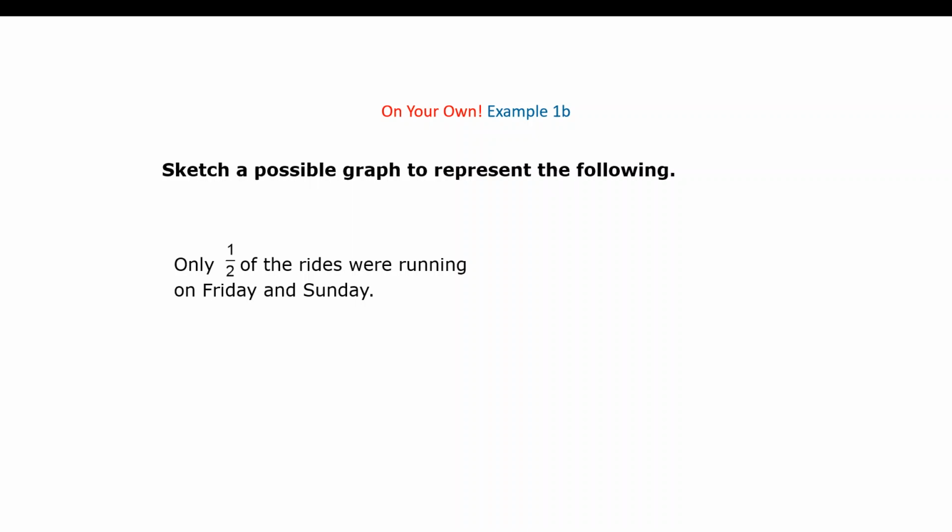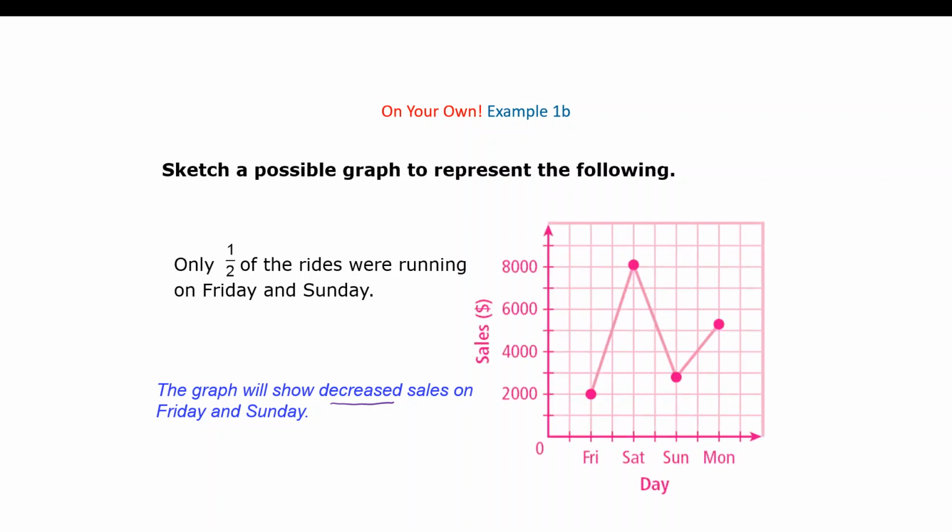Okay, so if only half of the rides were running on Friday and Saturday, that tells us that the graph is going to show decreased sales on Friday and Saturday, because who wants to go to a park on Friday and Saturday if only half of the rides are running? And a possible graph might look something like this. On Friday, it was low because only half of the rides were running. But notice on Saturday, all the rides are running, so we're a little bit higher.